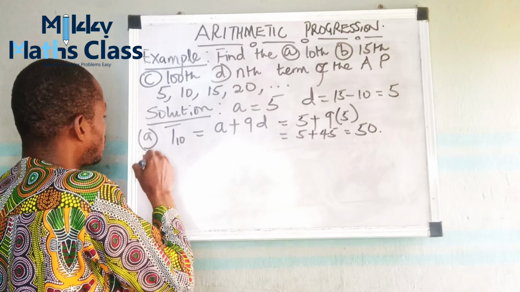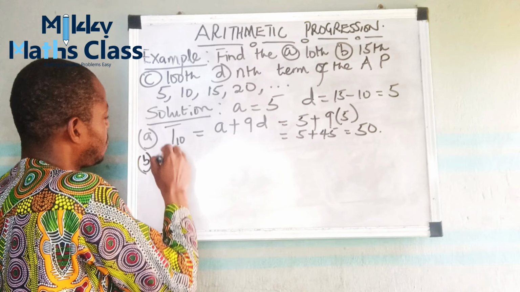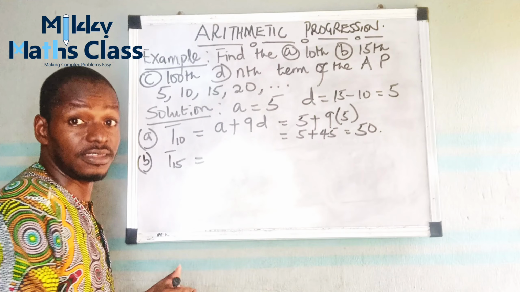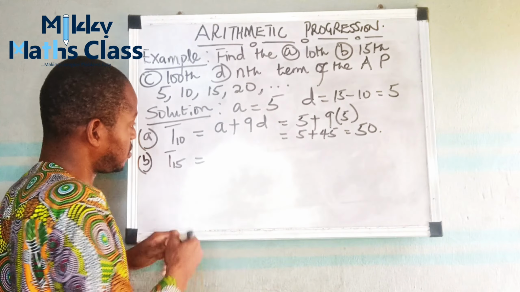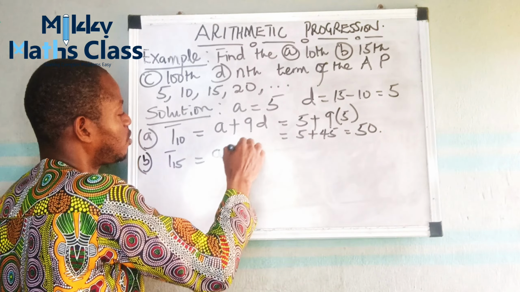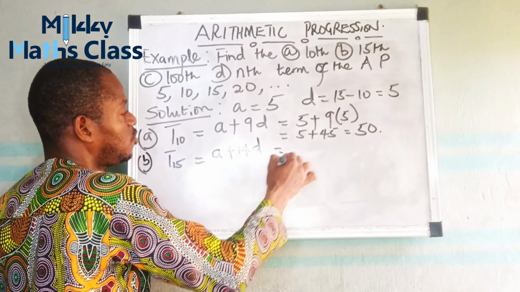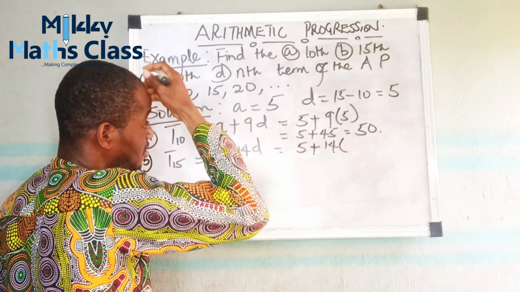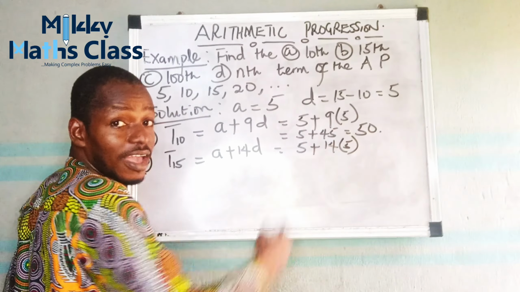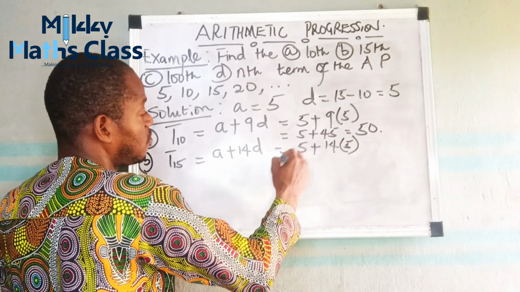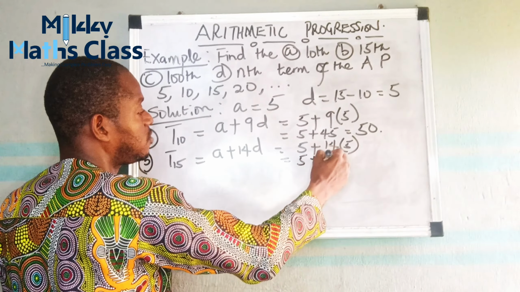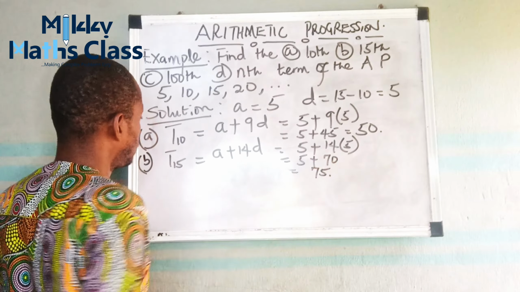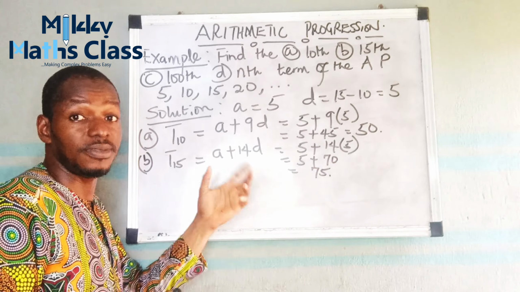Now let's look at the second one, the 15th term, T15. We still use a plus n minus 1 d. Our n is 15, so 15 minus 1 is 14. So that's a plus 14d, which is equal to 5 plus 14 in brackets. Our d is 5. 14 times 5 is 70. So that's 5 plus 70, which will give us 75. So the 15th term of that AP is 75.